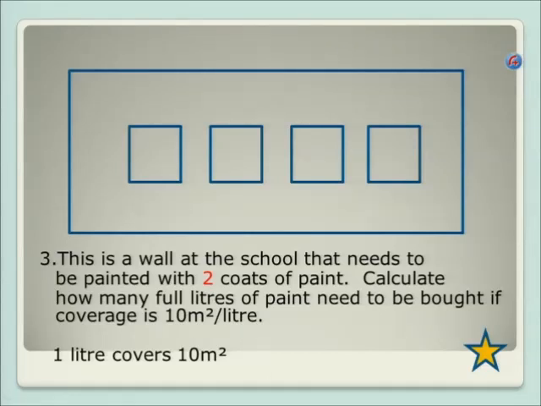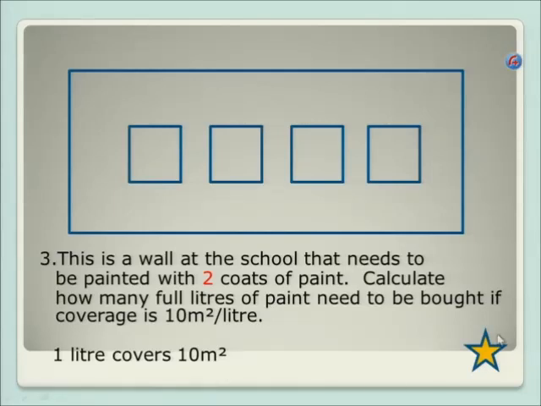Calculate how many full litres of paint need to be bought if coverage is 10 meters squared per litre. Now, some people get all worried about this 10 meters squared per litre. What does that mean? It means that 1 litre will cover 10 meters squared. That's only with 1 coat of paint. All right. So that's just for 1 coat of paint.